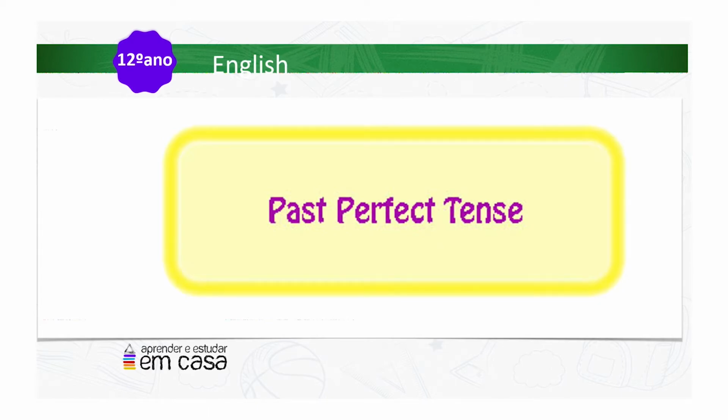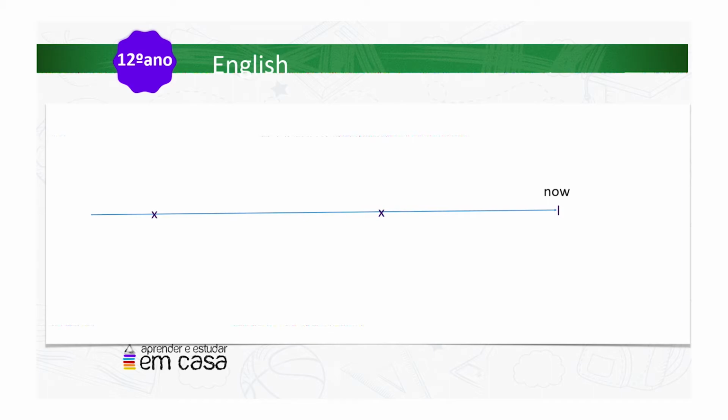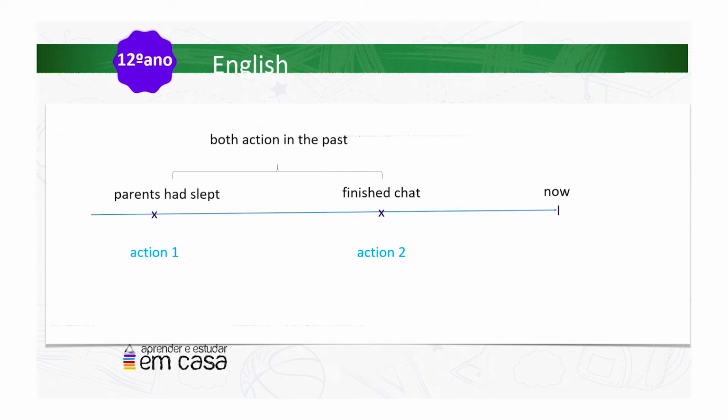So we're going to see the forms, the use, and then we're going to contrast it with past simple. So look at this. It says parents had slept, and this is action number 1. First, the parents sleep, and then what happened to the girl? She finished chatting. This is the action 2. So we have the present, we have now. But both actions are in the past, right? So, parents sleeping in the past, finished chatting in the past, parents sleeping is action 1, and finished chatting action 2, right?